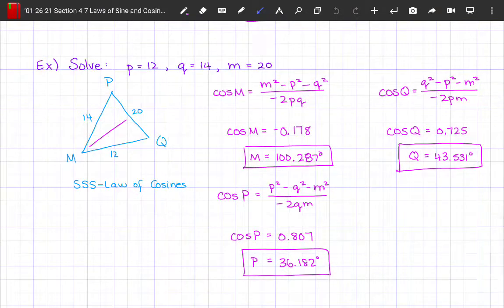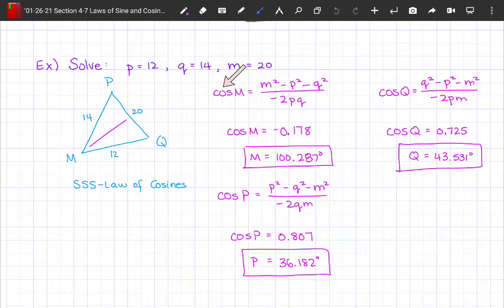Let's look at this guy right here. So, we are given little p, little q, and little m. So if we draw a picture, we know we have angles M, P, and Q. Opposite big M is little m. Opposite big P is little p. Opposite big Q is little q. So I just labeled all of those. We can see we have side, side, side. So it is law of cosines. Now we're already given all three sides. We're looking for the angles.